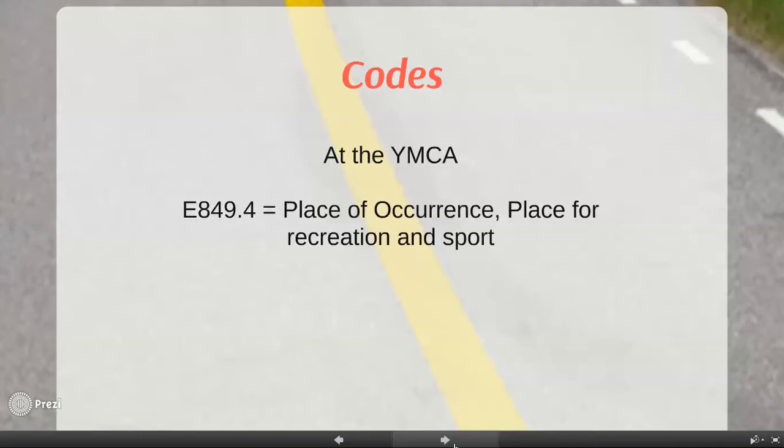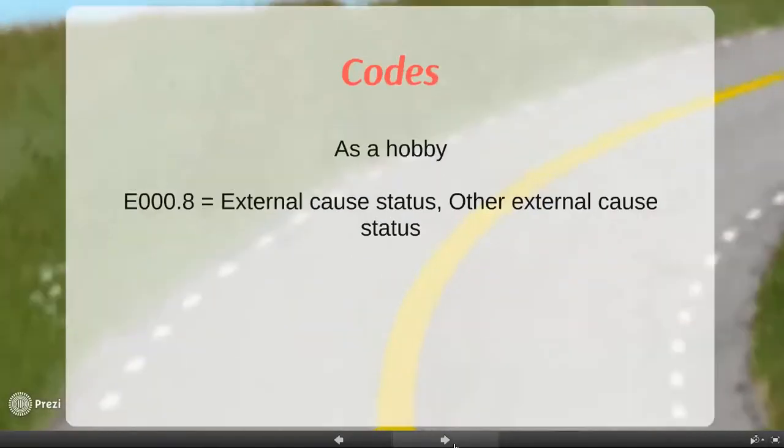Now, obviously, when you look up in your code book, you are not going to find YMCA. But you have to know what the YMCA is. Well, it's a place where people go for sports and to play sports and get exercise and get pickup games going and different things like that. So it's a place for recreation and sport. That's our place of occurrence. So far we've got our PEA. Now we've got to get our S. What exactly is our S?